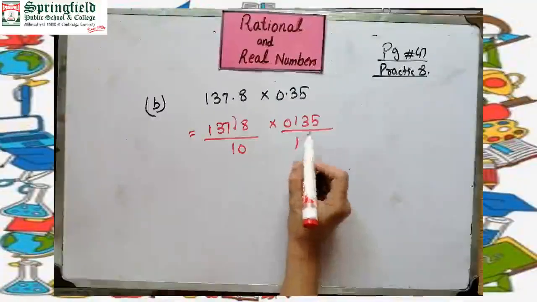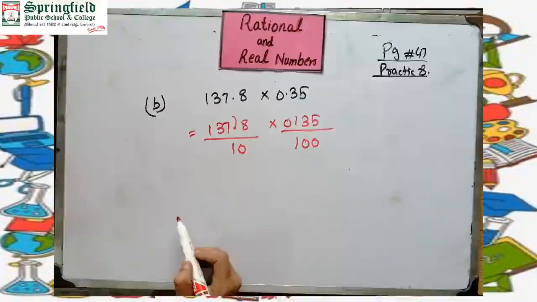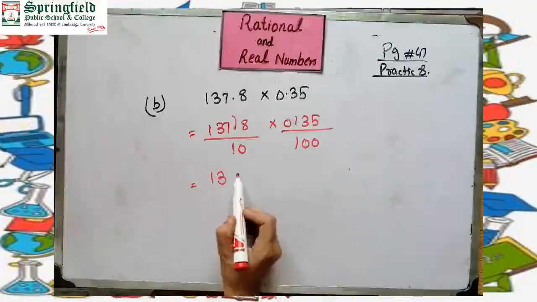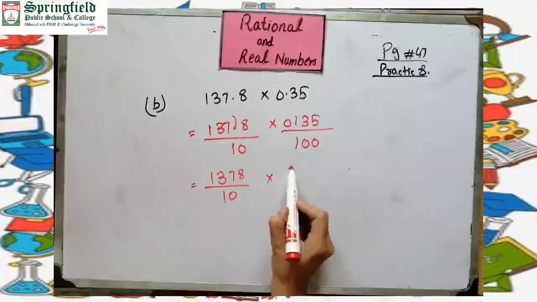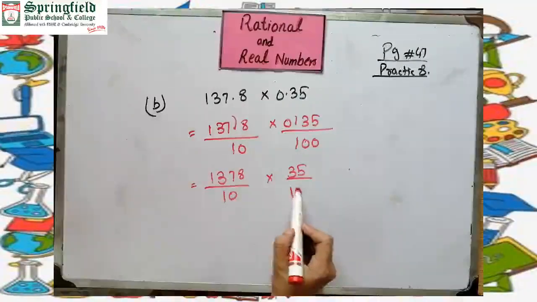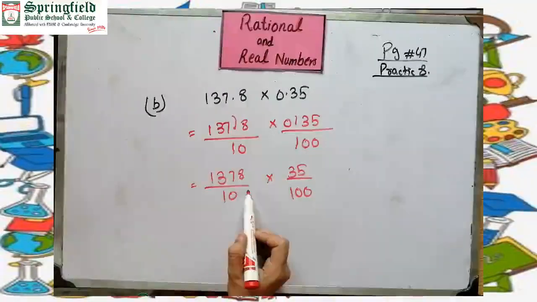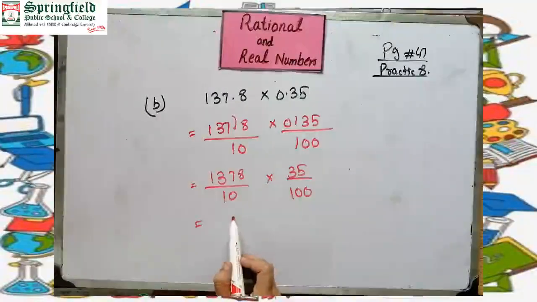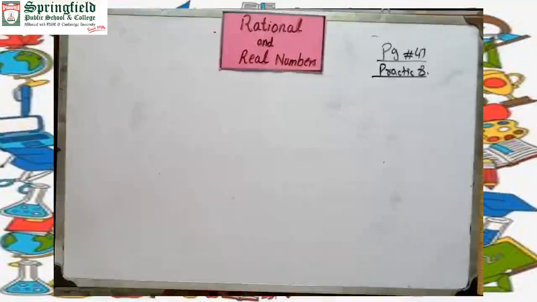Remove the point, write down 1, count the number of digits after the point: 1, 2. It means we will write 100 in the denominator. So the new number will become 1378 divided by 10 multiplied by 35 divided by 100. Now they are multiplied, so we can cancel with the same table. Cancel it and then find the answer. Understood beta? As we have already done many examples, you can do all these questions. Okay, now part A is your task.